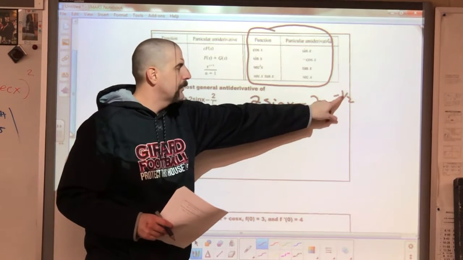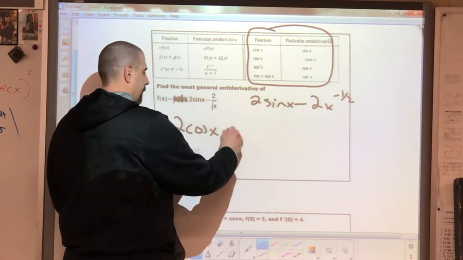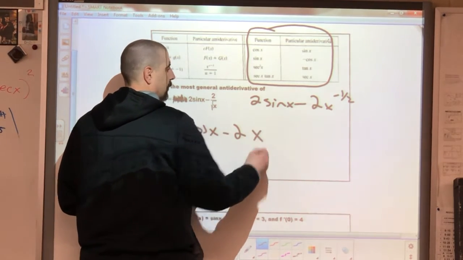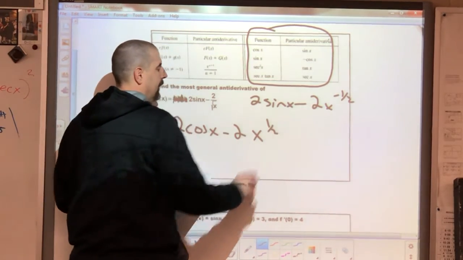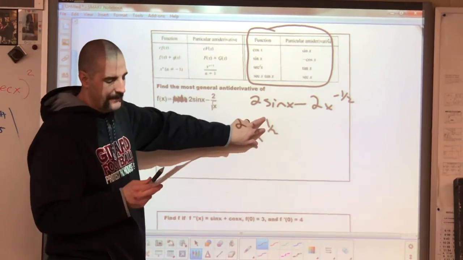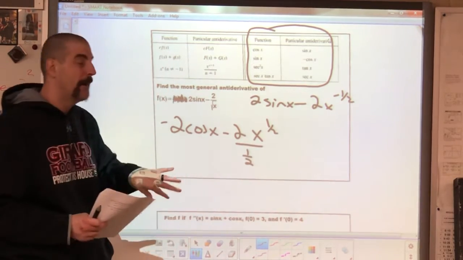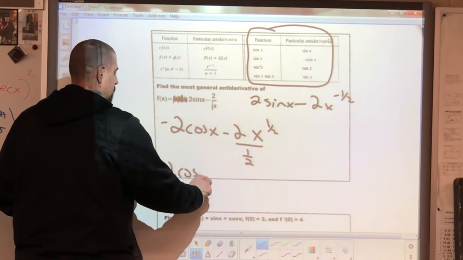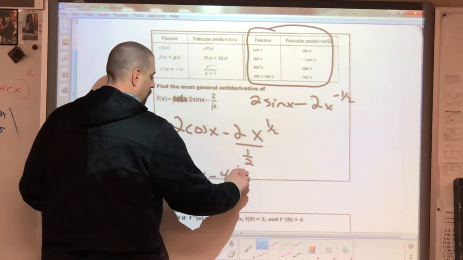So again, we need to increase this power by 1. The negative 2 stays the same, and we're going to increase the exponent by 1. So that's negative 1/2 plus 1, which is 1/2. Now you have to divide by 1/2. And here's the funky part. I'm going to write divide by 1/2, but if you divide by 1/2, it's like multiplying by 2. So you're going to get negative 2 cosine x minus 4x to the 1/2.